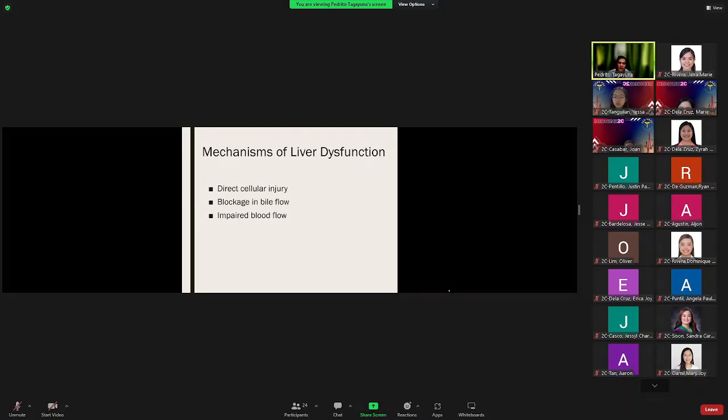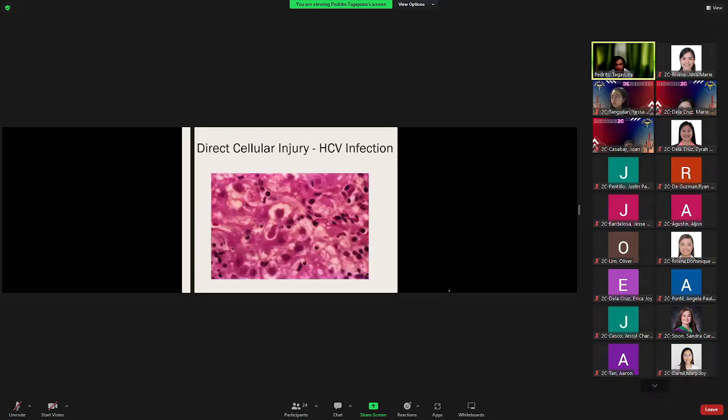So how does the liver become dysfunctional? When there is direct cellular injury, when there is blockage in the bile flow, and when there is impaired blood flow to the liver. Okay. So first, on direct cellular injury, our example here is hepatitis C infection, or hepatitis C hepatitis.